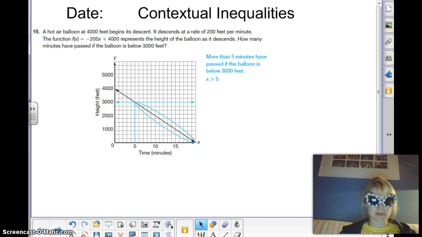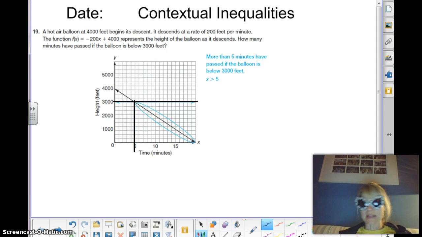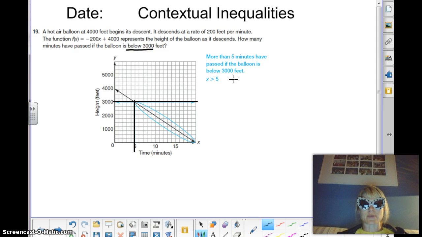So like we did the other day, for the solution stations, it wants to know 3,000 feet. So just like they did here, we're going to draw a line at 3,000 feet, right? At 3,000 feet, 5 minutes have passed, right? But it's not asking you for at, it's asking you for below, right? So more than 5 minutes have passed if the balloon is below 3,000 feet, or x is greater than 5.